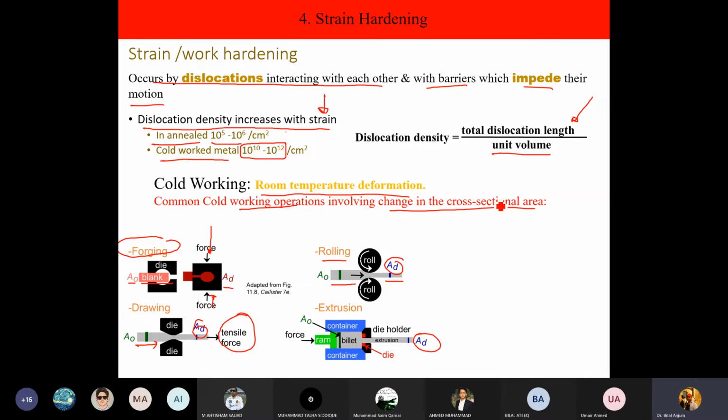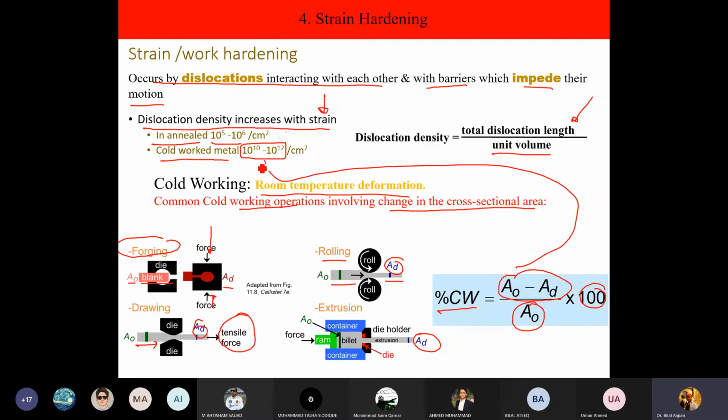The only thing that you'll be interested in over here is the percentage cold work. Percentage cold work is basically the reduction in the cross-sectional area with regards to original area multiplied by 100%. This is percentage cold work. And this cold work is basically related to the dislocation density.